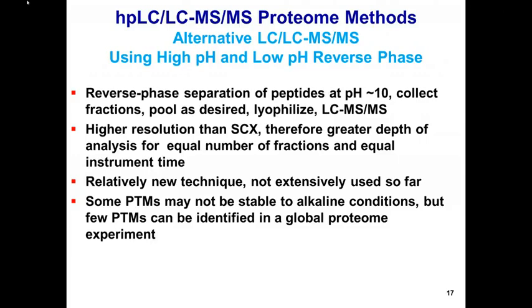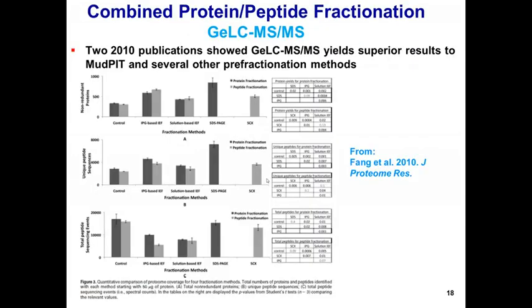Somewhat surprisingly, the use of both high pH and low pH for reverse phase actually achieves very good separation, despite the fact both are reverse phase separations. And this is because at different pHs, peptides have different charges, which affects their hydrophobicity. This is a relatively new technique, has not been extensively used so far, but probably will expand in utility as more laboratories migrate to this technique.